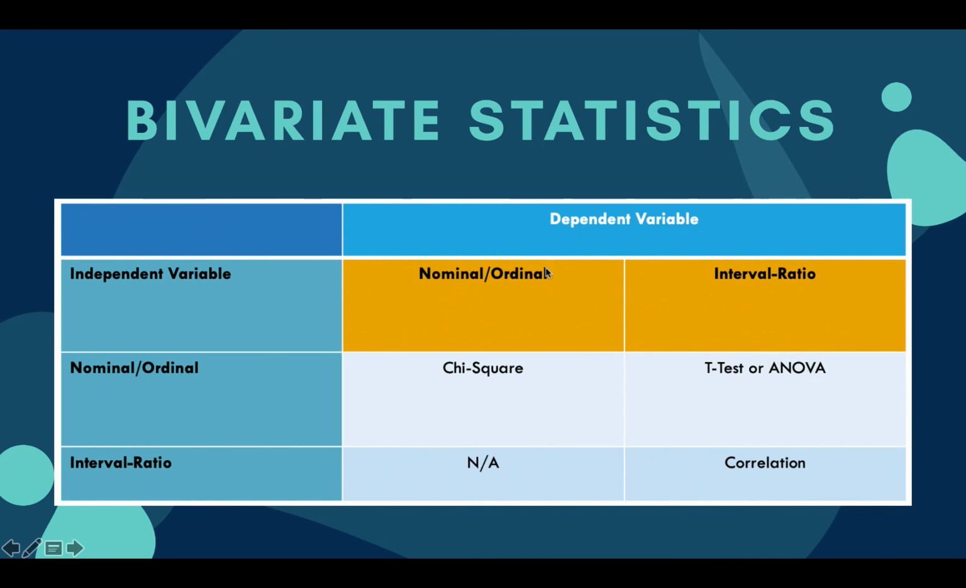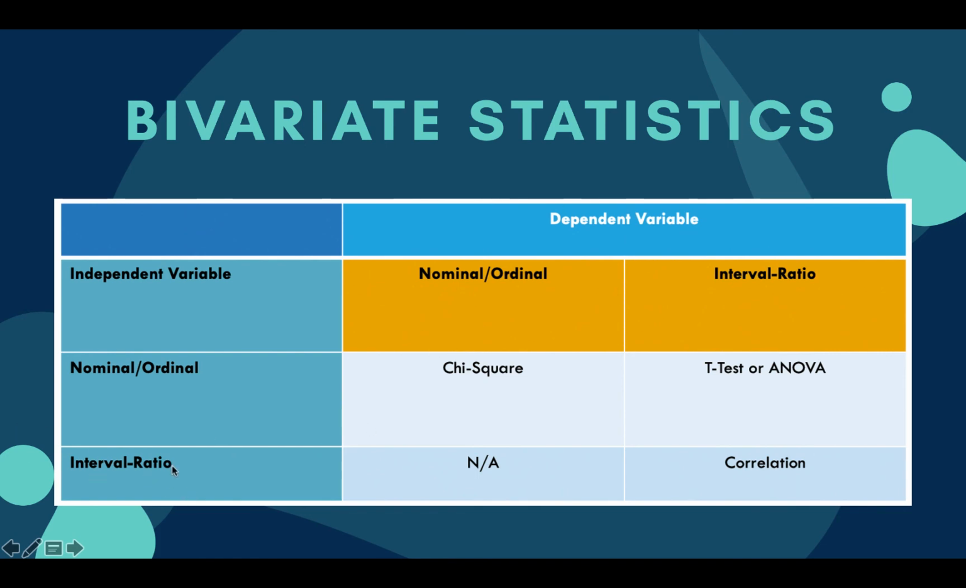And then finally, I have correlation, which is a dependent variable that's interval ratio, and an independent variable that's also interval ratio. So let's say education and income. Education being years of education, interval ratio: year 1, year 2, year 3, year 4, year 5, year 30. And income: $1, $2, $3, $4, $5. We can look at a correlation to see, is there an effect of education on income?